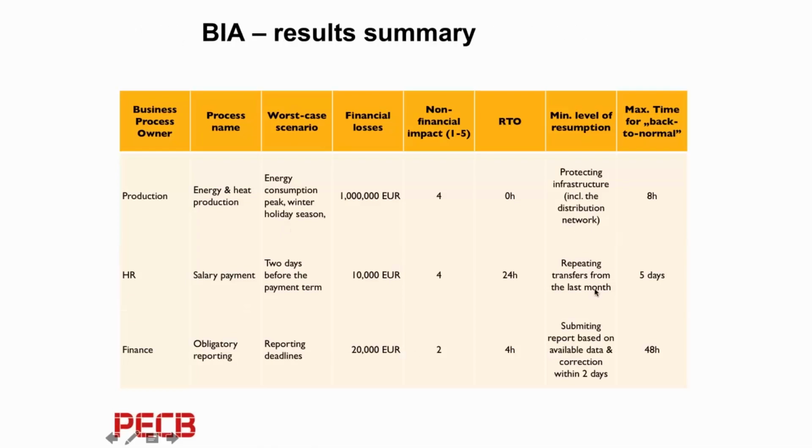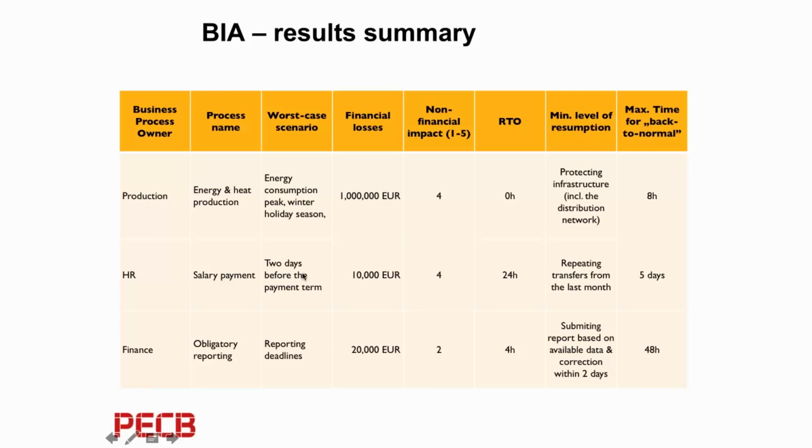Okay, and finance, this one, maybe the penalty is higher, double the interest charges that we might pay to the employees. So let's say it's a significant amount for this exemplary company, but the non-financial impact is very low. Nobody will see if your company won't meet the reporting deadlines. Of course, nobody will see except the regulatory body that you are reporting to. But we want to avoid this penalty. So the RTO is 4 hours, which usually means that within the same business day we want to submit the report, and we want to submit it based on available data and to correct it within the next 2 days. That's why the back to normal is 48 hours.